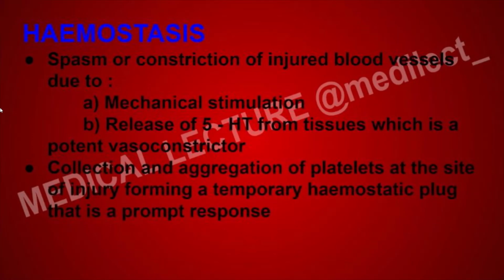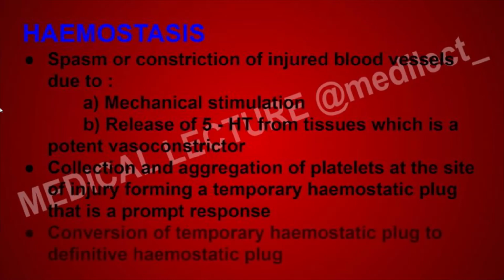The next is the collection and the aggregation of the platelets at the site of injury, forming a temporary hemostatic plug, that is a prompt response. Finally, there is conversion of the temporary hemostatic plug to the definitive hemostatic plug. So these are the steps for the forming of the clot: spasm of vasoconstriction, then collection and aggregation of platelets forming the hemostatic plug, but this plug is temporary, and finally forming the permanent or definitive hemostatic plug. Very important, hemostasis clotting mechanism process.